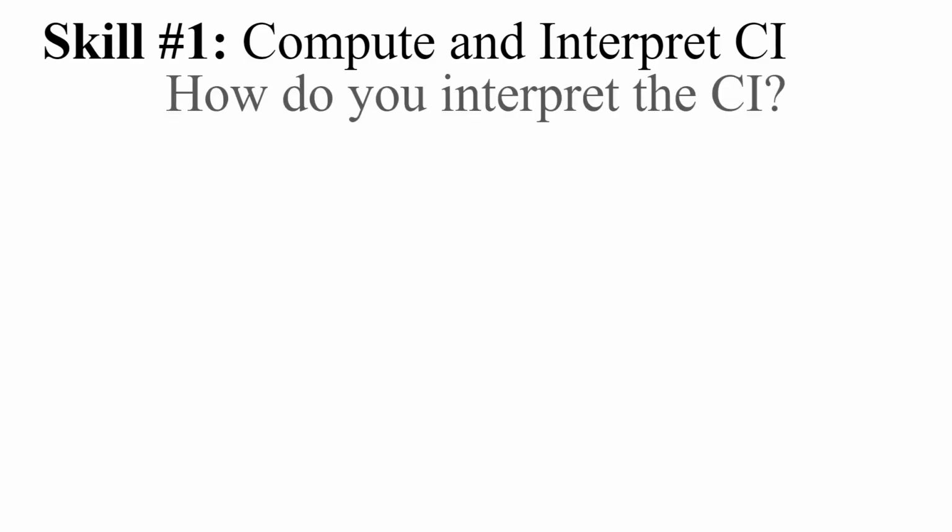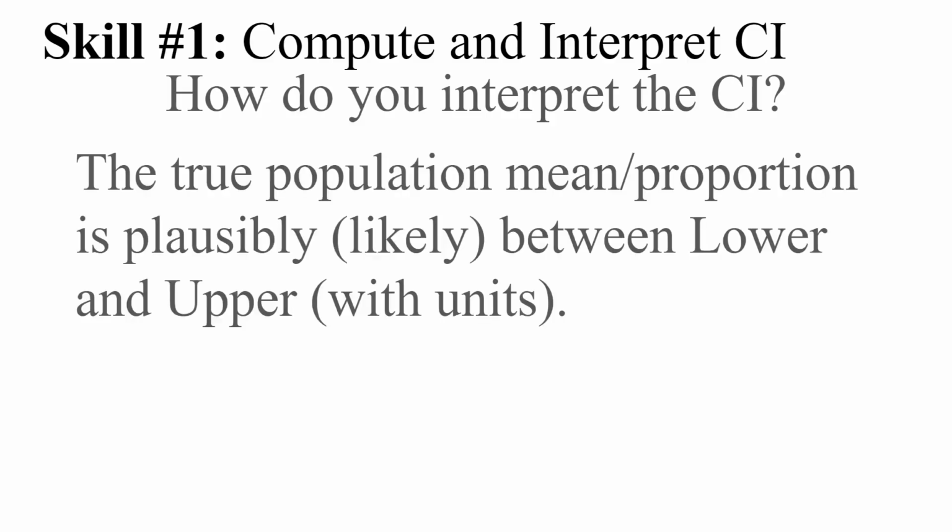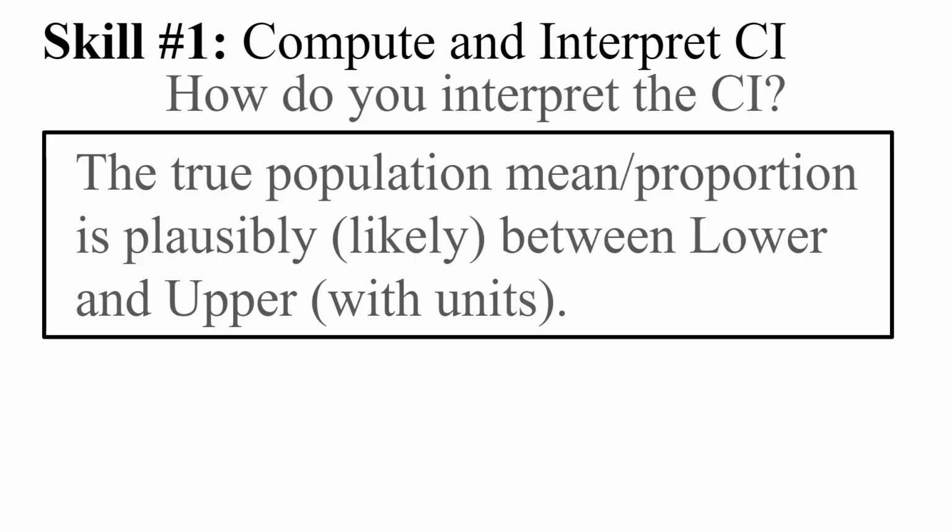Okay, so how do we interpret the confidence interval? Well, we're generally going to do something like this. The true population mean or proportion is plausibly, that word just means likely, you don't have to write that, you're going to see that word a lot on the SAT, between the lower and upper bounds with their units. So we're going to go in and replace whatever the true population mean or proportion is in context, and we're going to replace the lower and upper bounds with their units in this general interpretation.